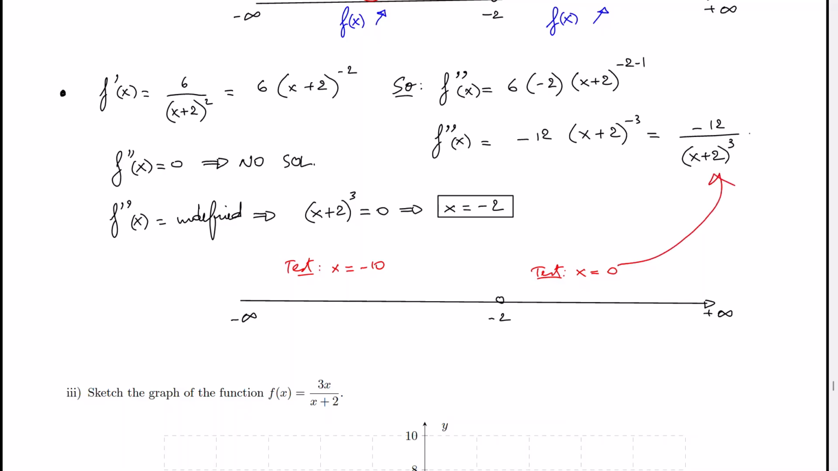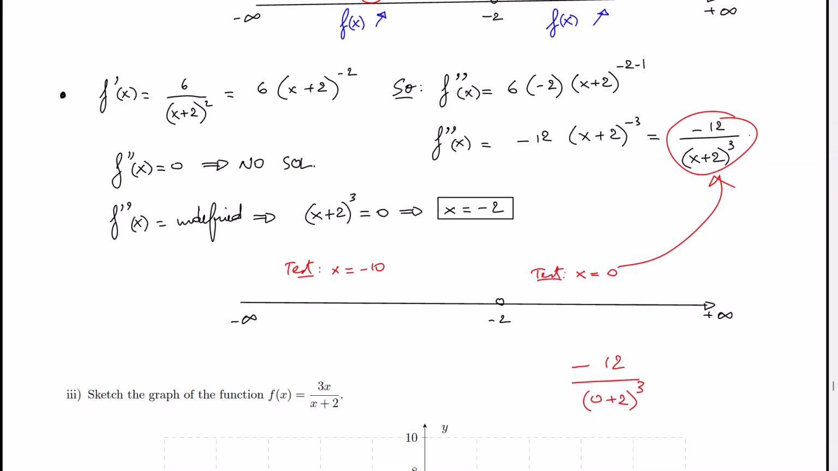Now, putting 0 into the second derivative, you will end up with -12 divided by 0 plus 2, all cubed. And that's going to be a negative amount when you divide it all out. So what does that mean? That means that the function f of x is concave down on this interval, because my second derivative was negative.